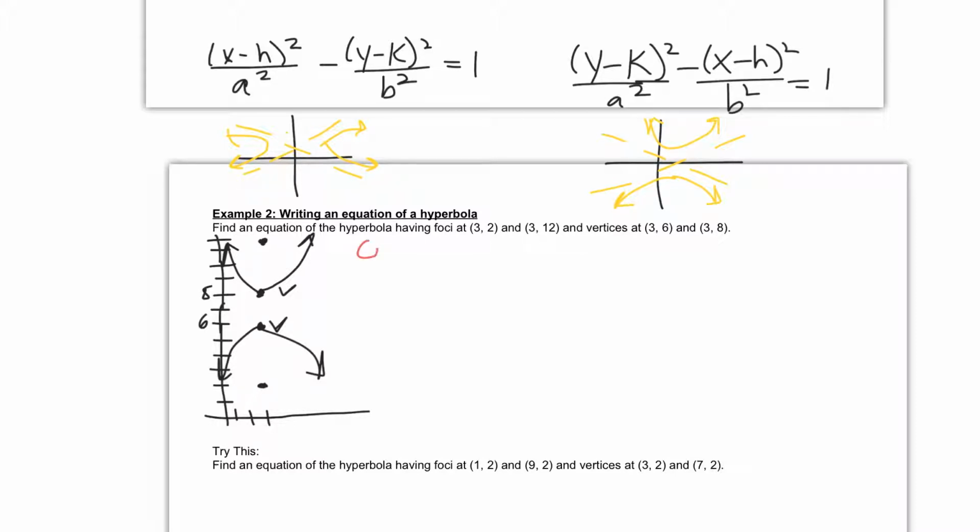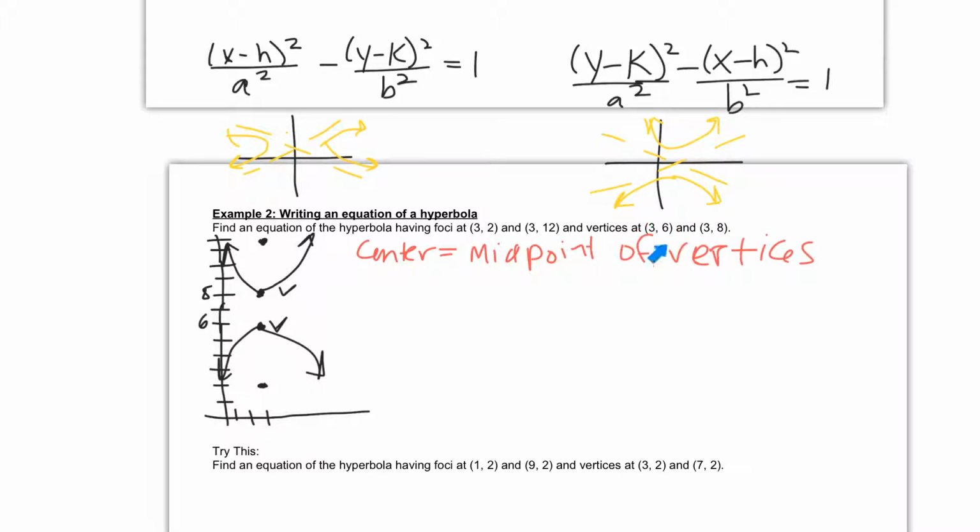So I could say my center is the midpoint of my vertices. It's also going to be the midpoint of your foci, so either one. So my foci, which are here and here, the center is also the midpoint between those two. So you could find the midpoint of the foci, or you could find the midpoint of the vertices. We're just going to use the vertices for now.